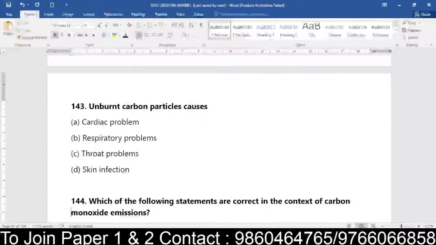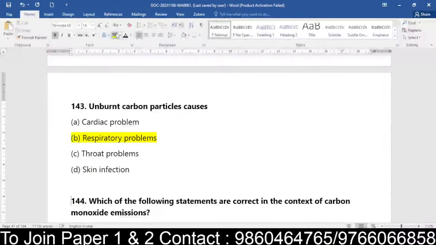So yes, the unburnt carbon particles result in respiratory problems. Anyone who is right with the answer? Let me check. Question number 143, everyone: one or two students are right, others are wrong. Be careful. These are again the questions which are regularly asked in some form.